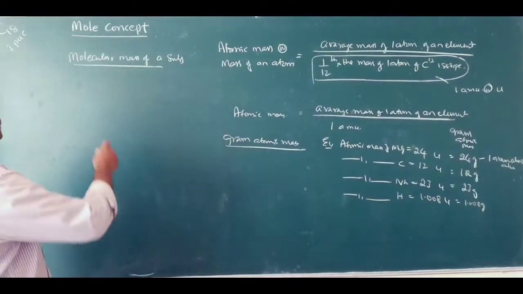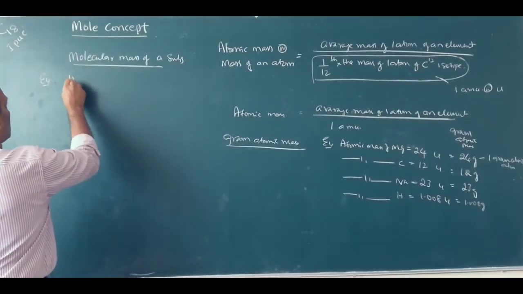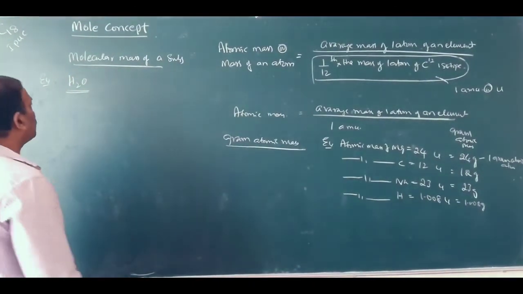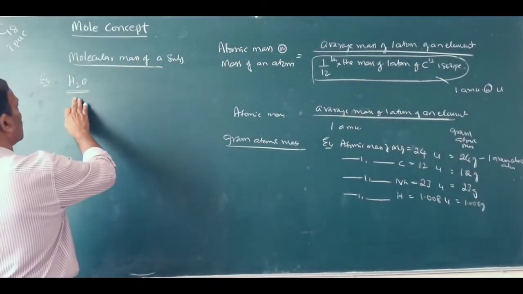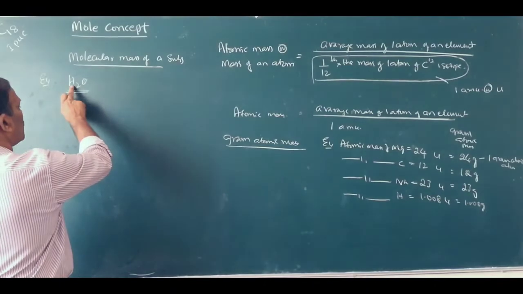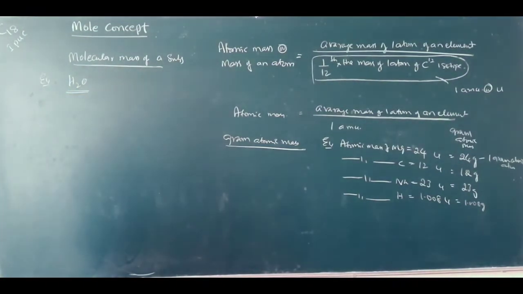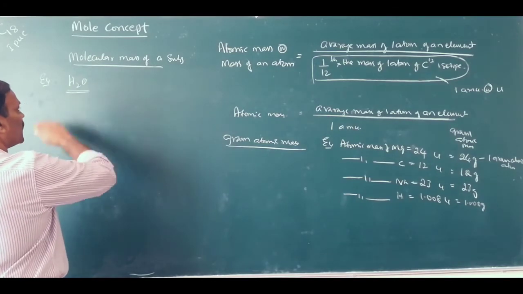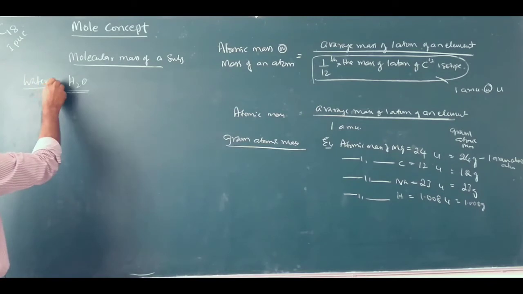Molecular mass is the sum of the atomic masses of all the elements. For example, H2O is a compound. So, what is the molecular mass of water? The sum of the atomic masses of all the elements present in one molecule of the compound is called molecular mass. What is the molecular mass of water?